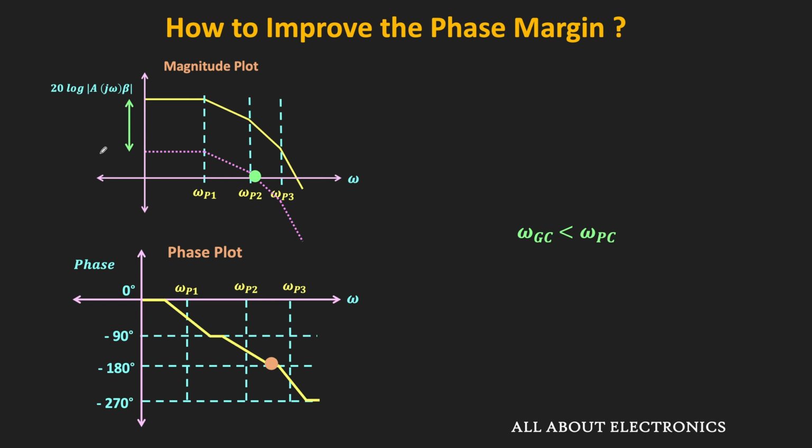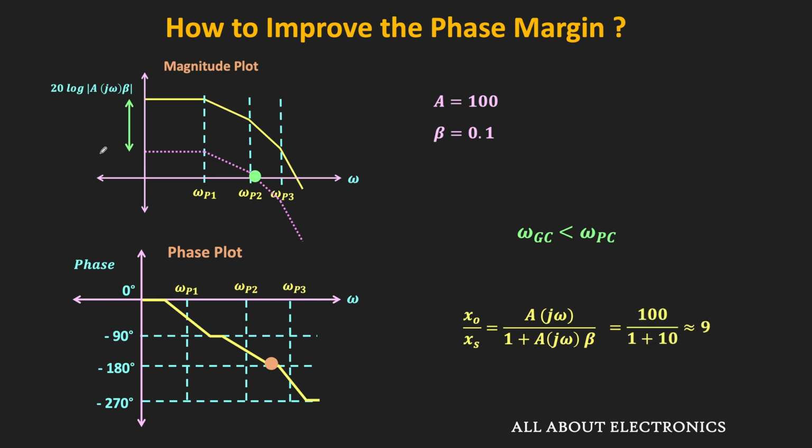Since we are reducing the beta, this 20 log A beta plot is reducing. But if we see the closed loop gain, then it will actually increase. For example, let's say at some frequency omega, the open loop gain A is equal to 100 and beta is equal to 0.1. In that case, the closed loop gain is roughly equal to 9. But now, if the beta is reduced by a factor of 10, then the closed loop gain will become 50. That means with the reduction in the beta, although the 20 log A beta plot is reducing, overall the closed loop gain will increase.